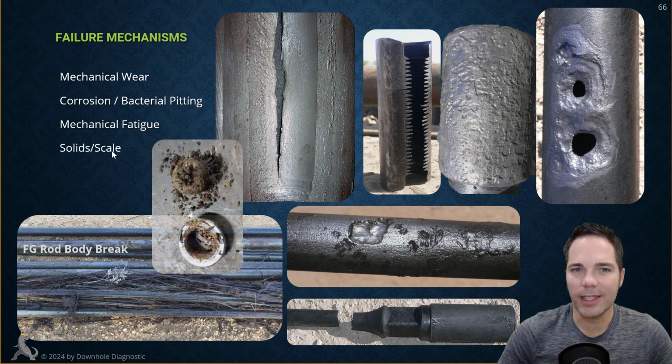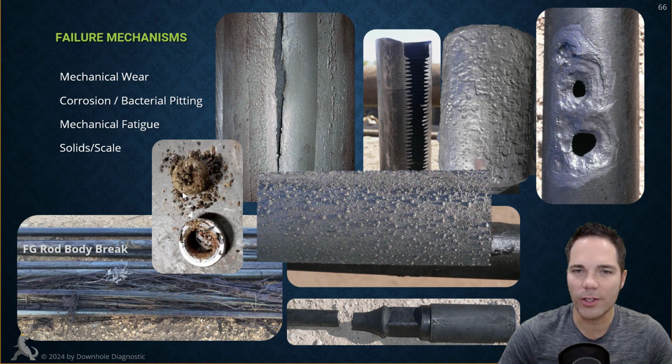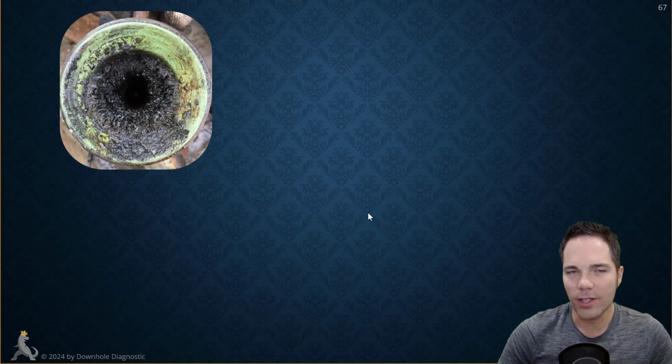And then we can also have solids and scale. So we've seen solids in our valves, and that's going to be devastating also for our plunger. Scale, here's some scale on the outside of some tubing. Scale is not necessarily bad in itself. It's not necessarily corroding the pipe, but it's preventing the corrosion inhibitor from creating an effective film on the outside of the tubing. So for example, in this case, your tubing is going to be exposed to the corrosive fluids.